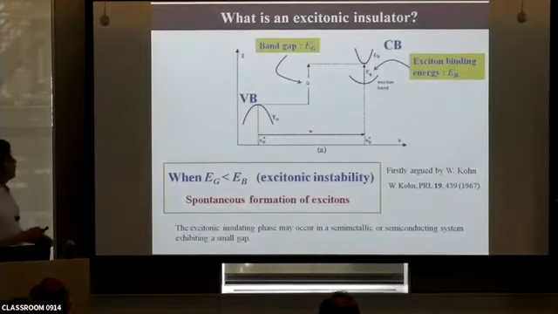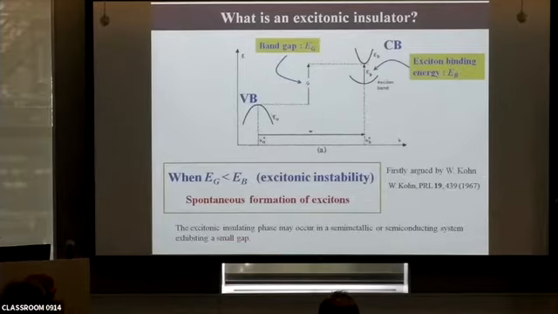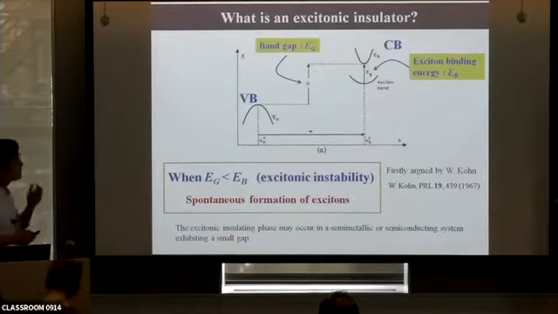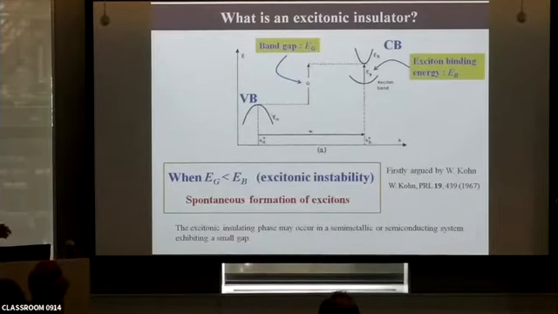Then what is an excitonic insulator? This terminology was first introduced by Walter Kohn in 1967. Let me briefly introduce his basic idea. Imagine that we have a semiconductor with one valence band and one conduction band. It shows a clear band gap denoted by the letter G.